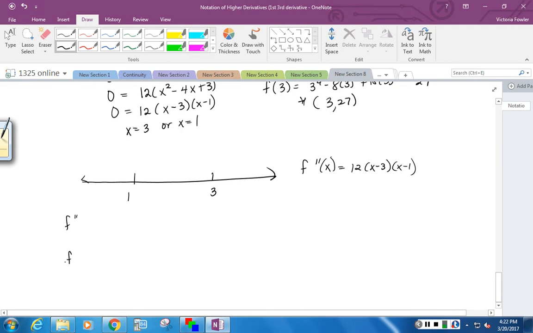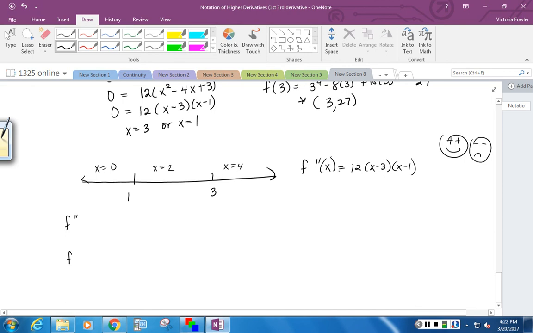f. So if I plug into my second derivative and I get that the second derivative is positive, according to that smiley face, if the second derivative is positive, we are concave up. If it's negative, we're concave down. And so we're going to test some x values. How about x equals 0, x equals 2, and x equals 4? We just need to test something in between.